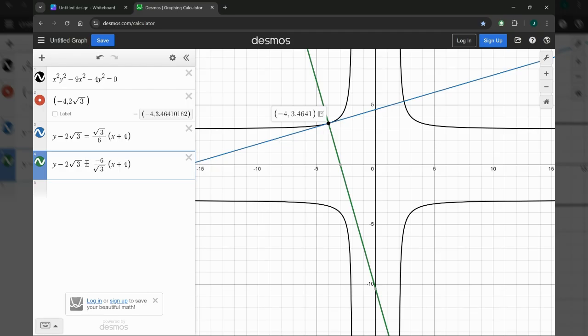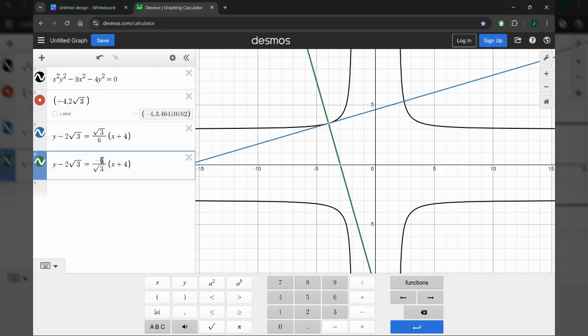It's going through the same point, so I'm still going to have 2 radical 3 and the negative 4 as my coordinate. But I just flip and change the sign on the fraction for the slope. Now, obviously, I can simplify this. I can cancel a radical 3. This would come out to be negative 2 radical 3 as my slope. You'll see this in just a second if it's simplified. Boom. That is how you find the equation of a normal line to the curve.